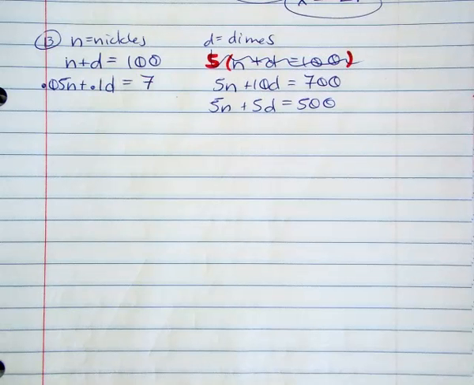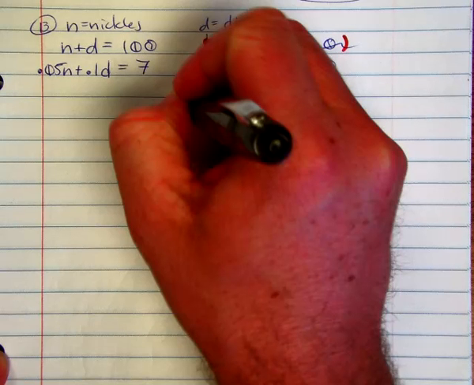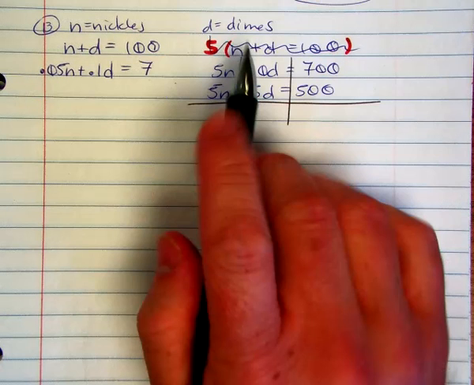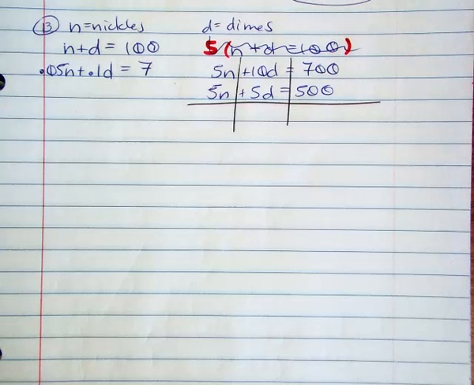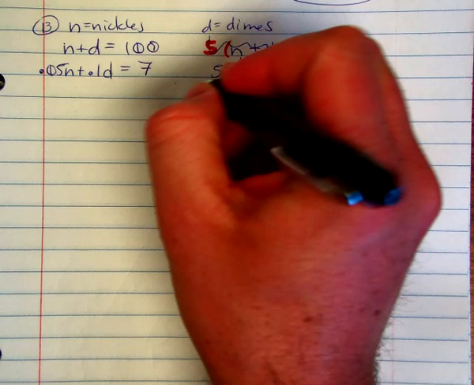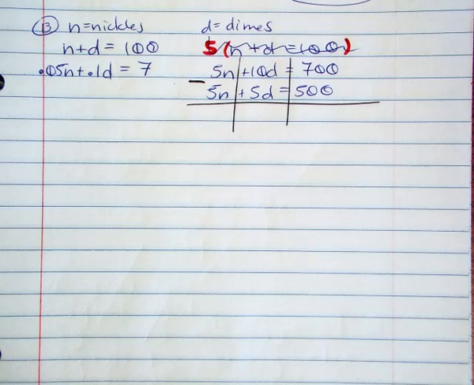It's already in columns, so let's just draw them in. Everything's lined up. 5n and 5n are exactly the same. Should I add them or subtract them to eliminate? Subtract. Anytime something is exactly the same, we will subtract. Please don't forget, though, that each column is subtraction.